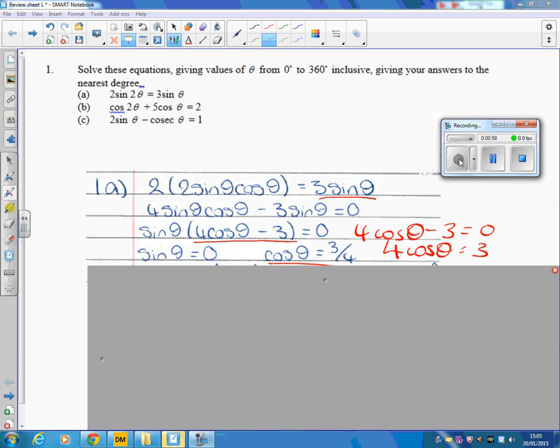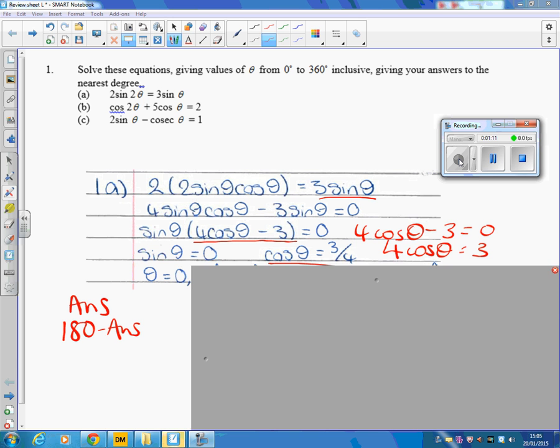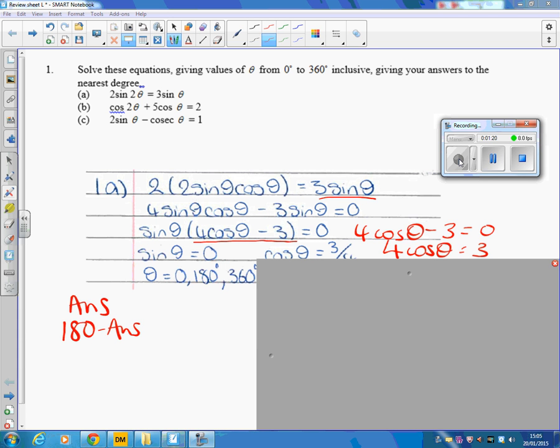So starting off with sine theta equals 0, the inverse sine of 0 is 0, and for sine to get the next angle, you've got your answer, and 180 minus your answer. So that makes 180, and then once you've got the first two angles, you just keep adding 360s till you're out of the range. So 0 plus 360 is 360, and we're not going to get any more.